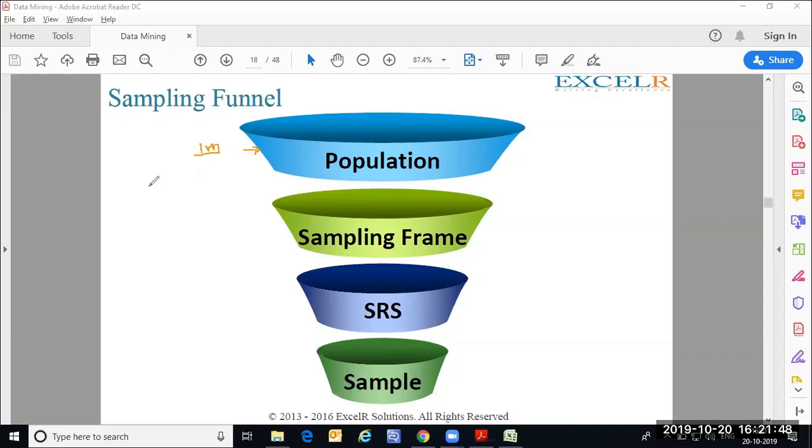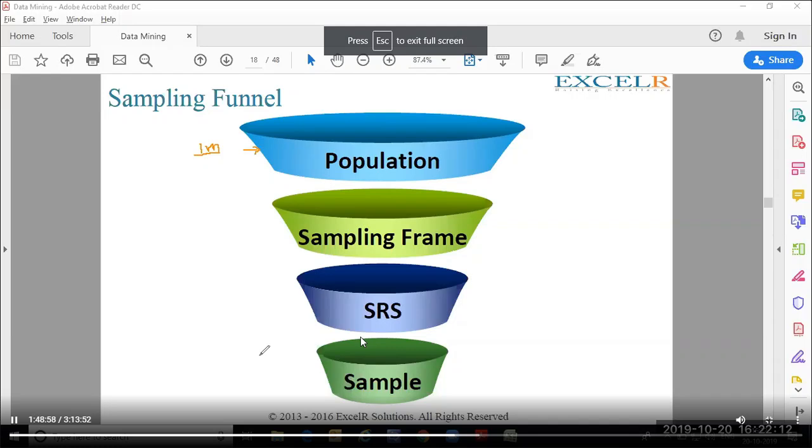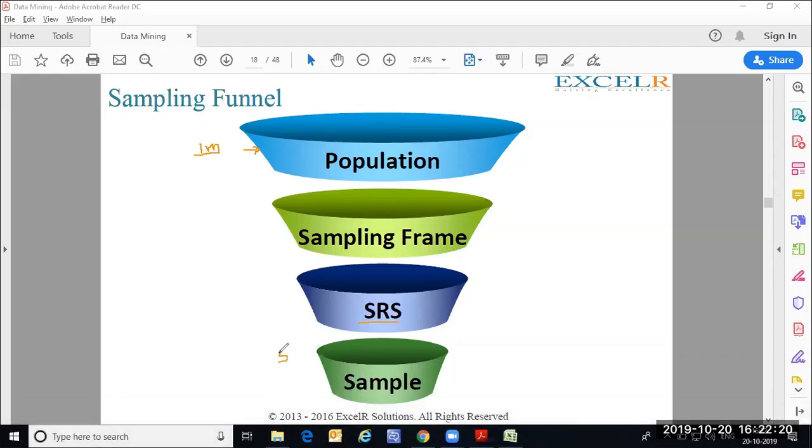But by applying various parameters or criteria with respect to your business problem, you are extracting a sample out of it based on different techniques, like average income greater than 30K, right? Various other, could be any parameter, any criteria. So let's say by applying some criteria, after applying simple random sampling, you end up extracting 5K records, so this will be your sample.